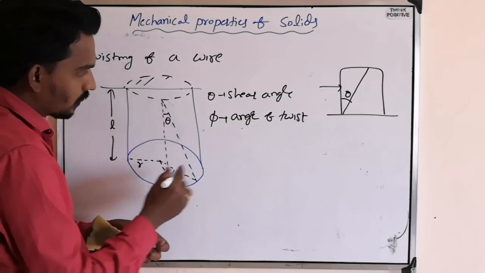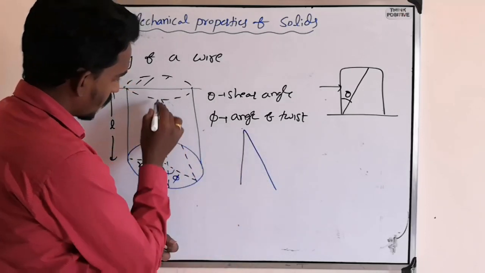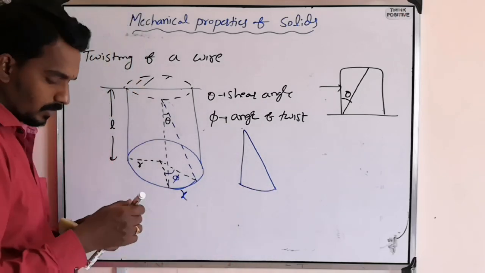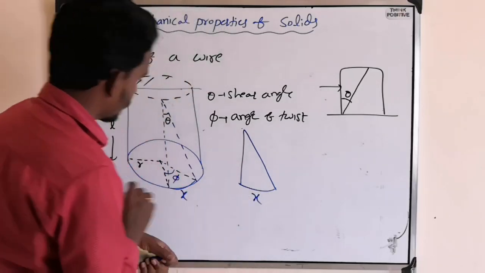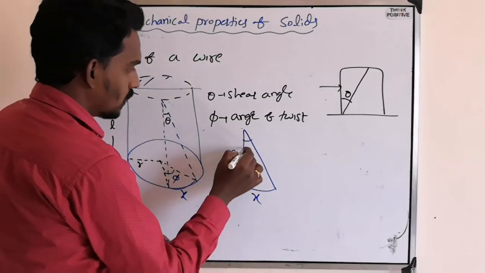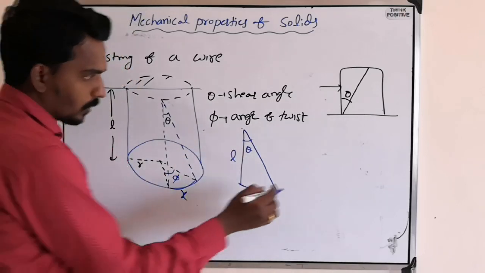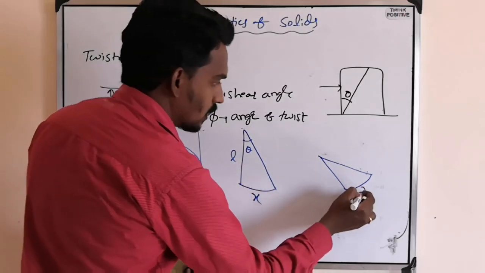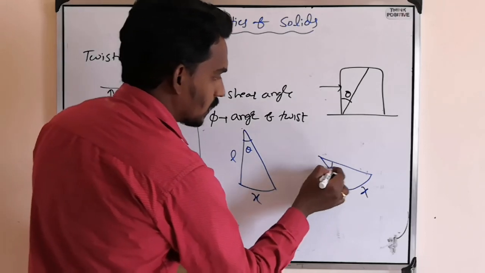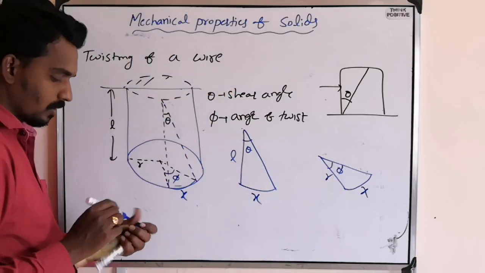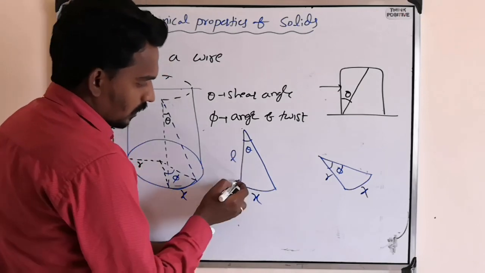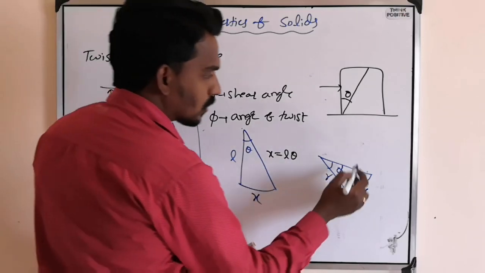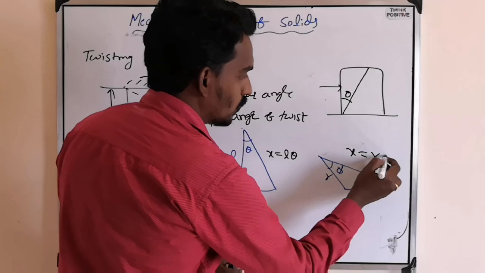If you take this length, take it as x. So this is x, and this is L. This is theta. Similarly here, if you take this sector, this is x, but this is the radius and this is phi. Now here the sector length equals radius into theta. Here also the sector length equals radius into phi.